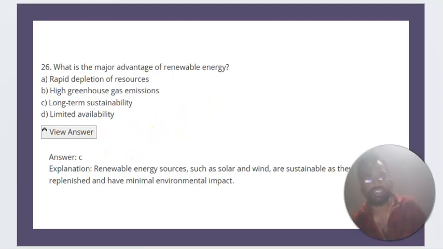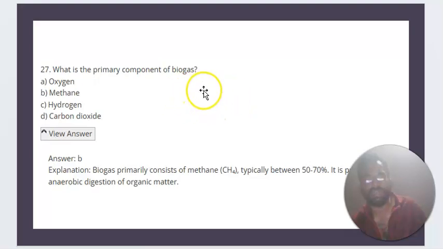Okay, now we can see the next one: what is the primary component of biogas? Biogas means you immediately think of methane. Methane is CH4. So methane is the right answer, especially in this one.